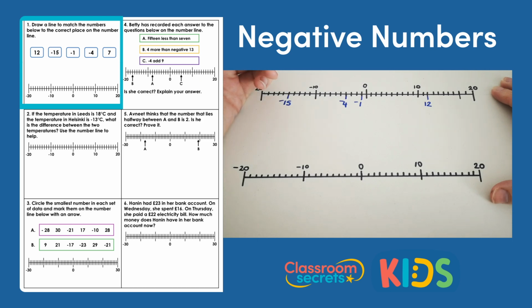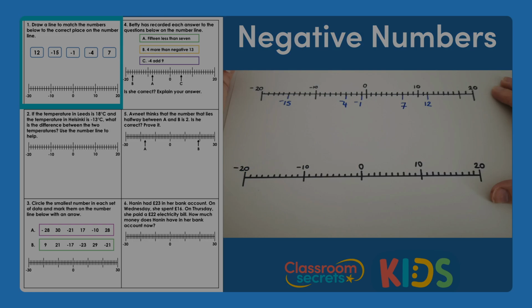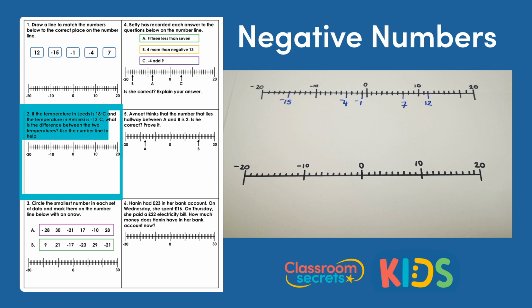And finally we've got the number 7. We know that 7 is a positive number, so it's not going to be on this side of our number line. We can count on from 0 if we wanted, or you can count back from 10, it's up to you. I'll count forward from 0. 1, 2, 3, 4, 5, 6, 7. And 7 goes there.